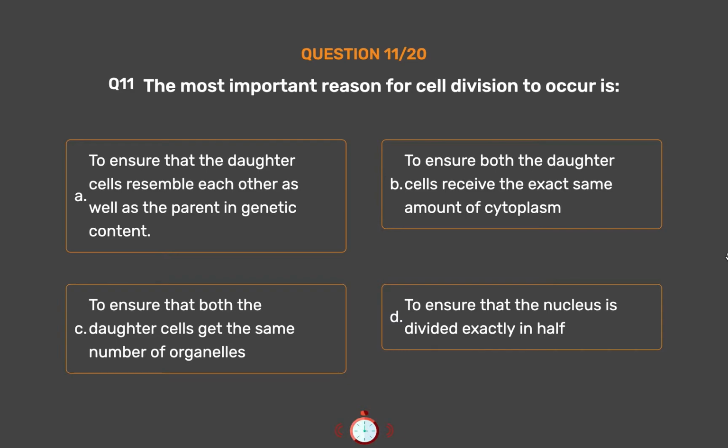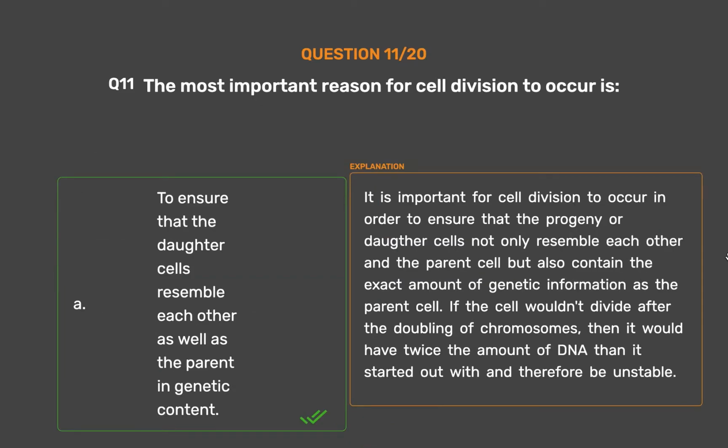The correct answer is option A. To ensure that the daughter cells resemble each other as well as the parent in genetic content. It is important for cell division to occur in order to ensure that the progeny or daughter cells not only resemble each other and the parent cell but also contain the exact amount of genetic information as the parent cell. If the cell wouldn't divide after the doubling of chromosomes, then it would have twice the amount of DNA than it started out with and therefore be unstable.